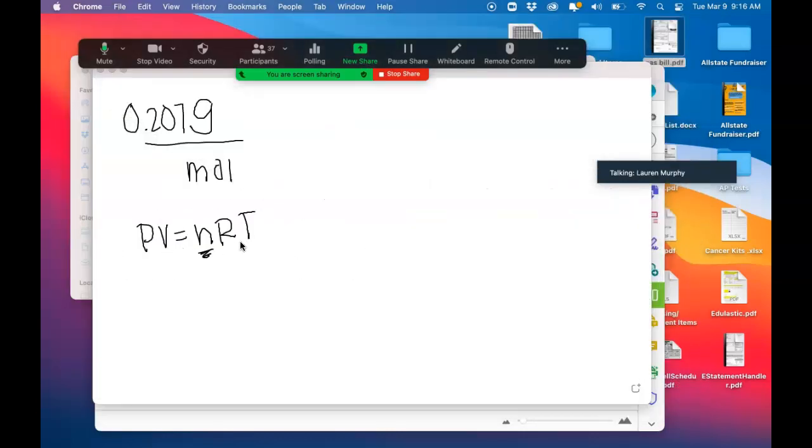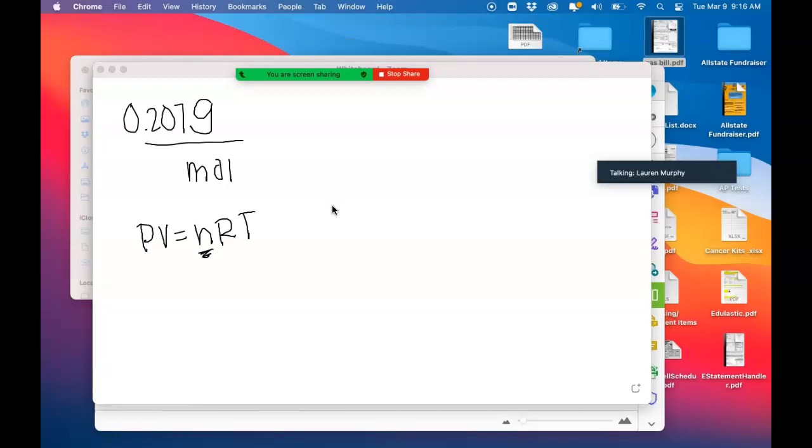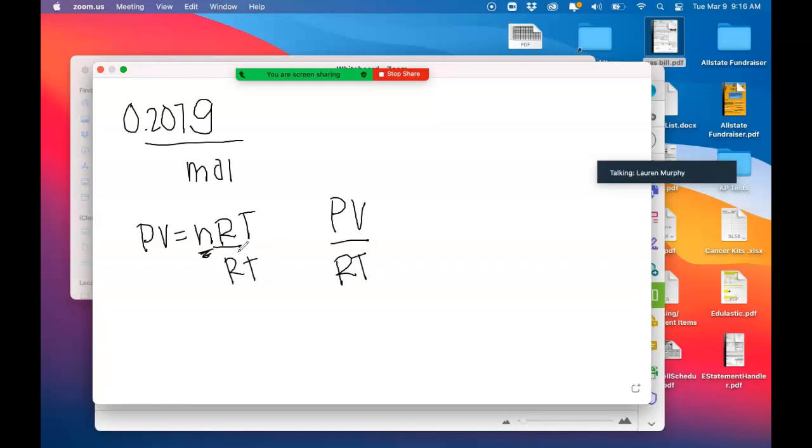So if I want to rearrange to solve for moles, I do PV divided by RT, right? This is basic algebra where you move the RT over to the other side. That will leave us with moles by itself. Okay, so now I just plug all of the numbers in.